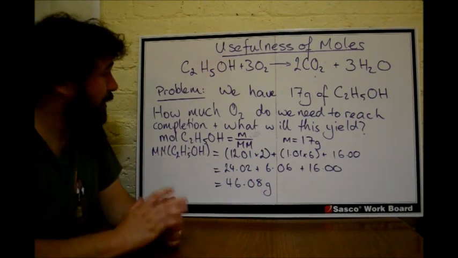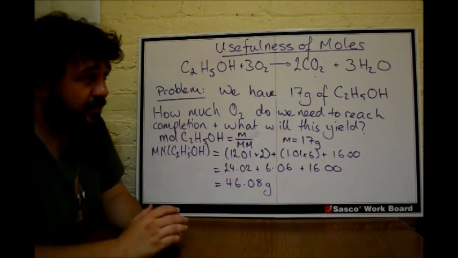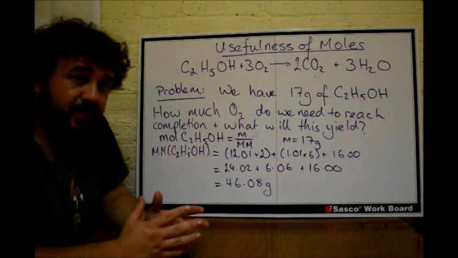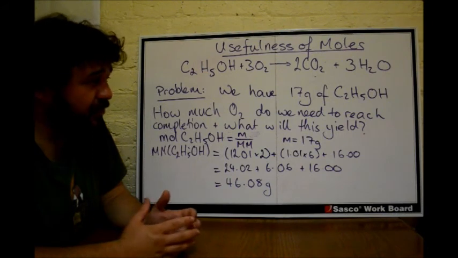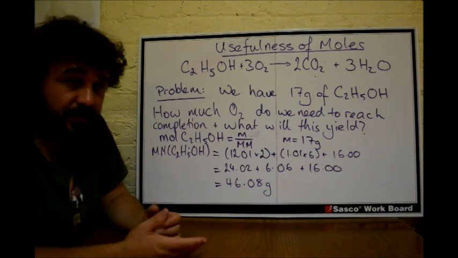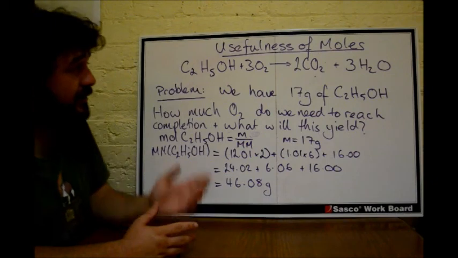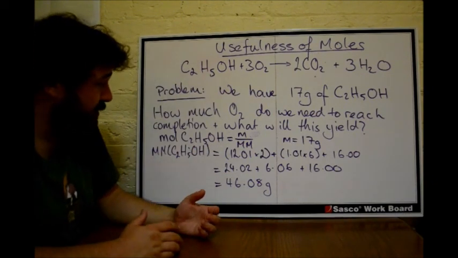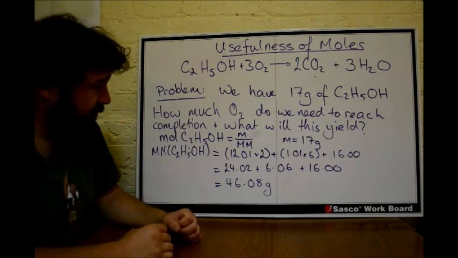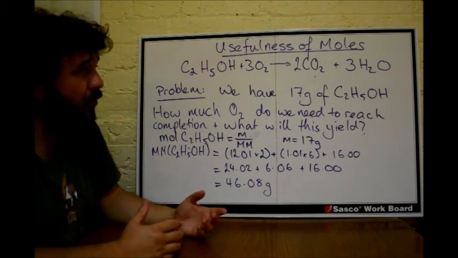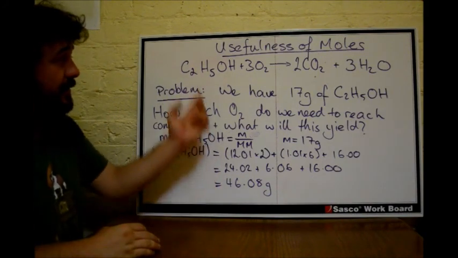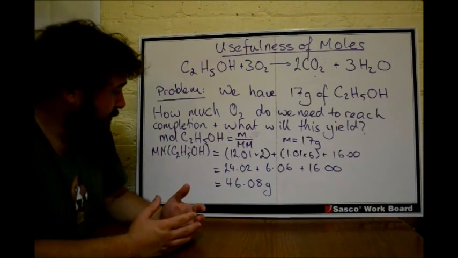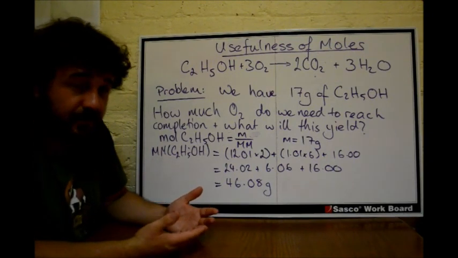Alright, so our problem: we have 17 grams of ethanol. When we burn that, we want it to burn efficiently, so we need to know how much oxygen we need for the experiment to go to completion, and what it's going to yield. So first thing we want to do is mole ratios, so how much of this we need to this. So we need to know how much we have.